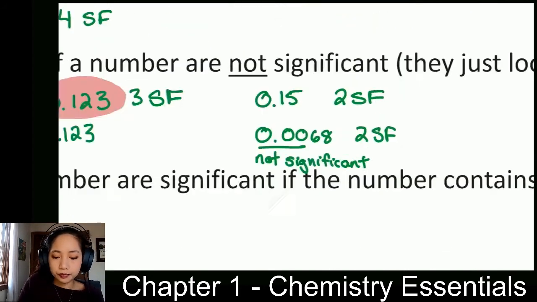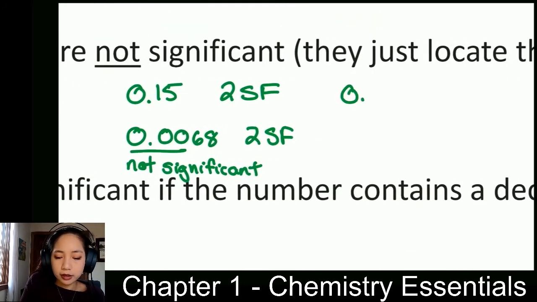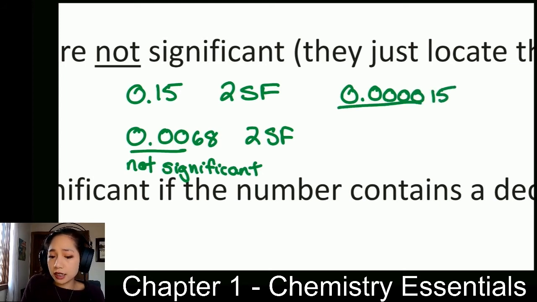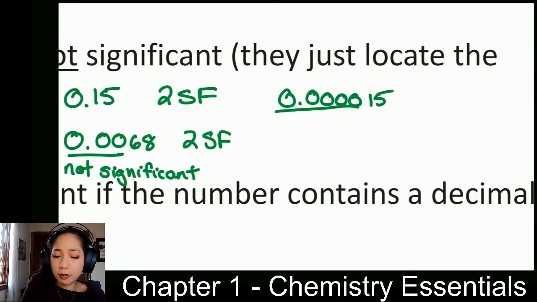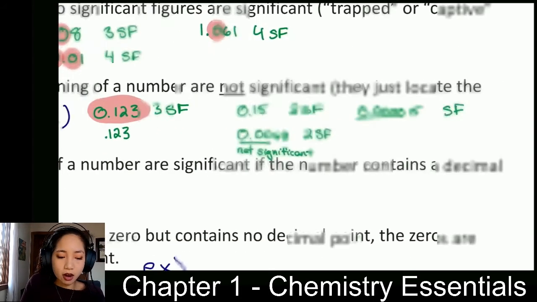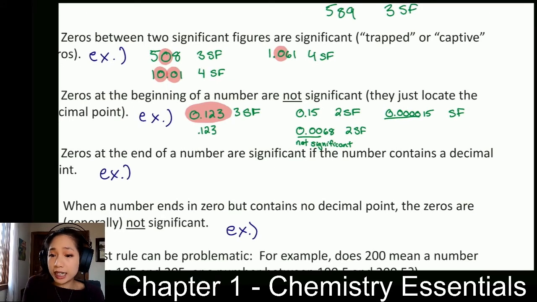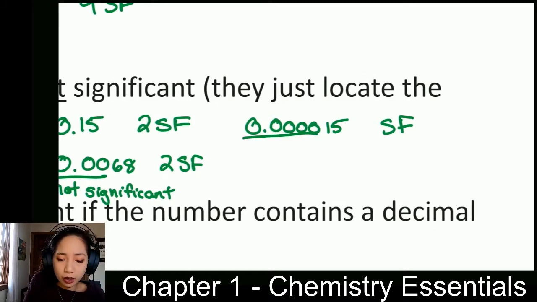All right? Or a number like 0.000015. So these zeros are also not significant. So as written, this number has 2 sig figs because they are at the beginning, or they're leading the number. All right, and they just locate where that decimal place is. So the numbers that we really care about here are the numbers at the end. So in this case, 1, 5. Oh, let me write that. So this has 2 sig figs.